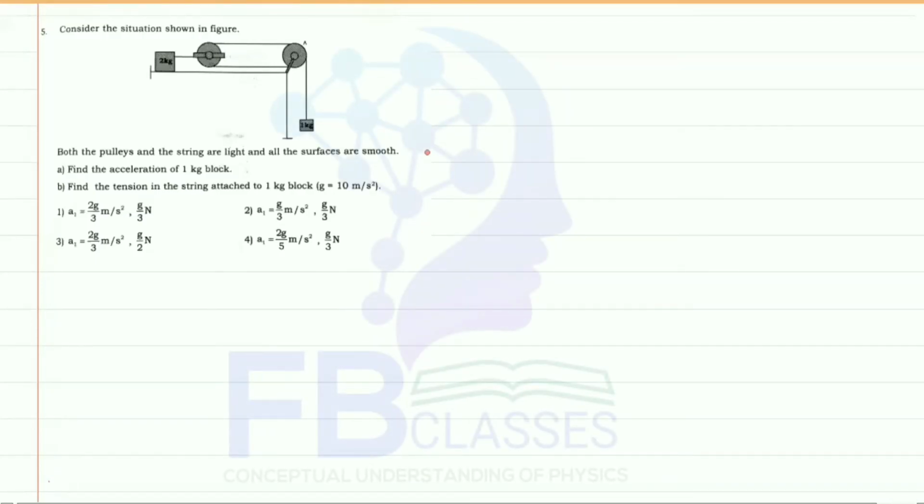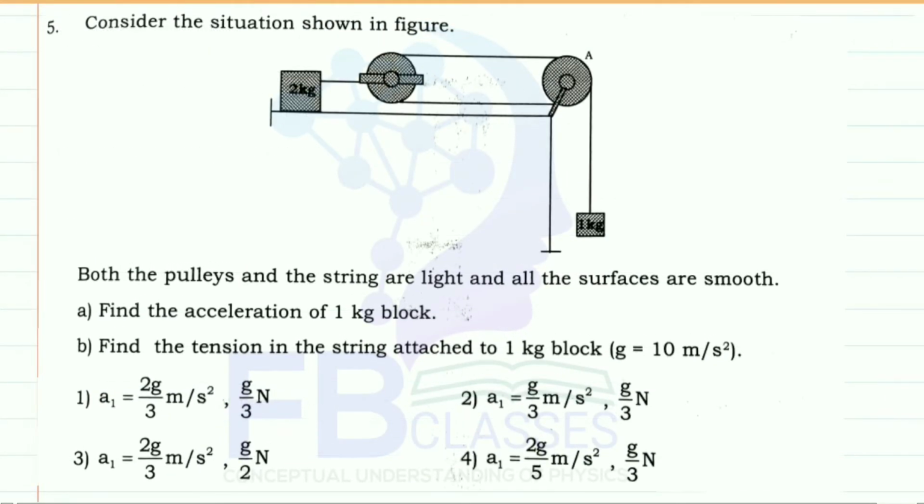My dear students, I am going to read the question. Consider the situation shown in the figure. The diagram is given. Both the pulleys and the string are light and all the surfaces are smooth. A. Find the acceleration of 1 kg block. B. Find the tension in the string attached to the 1 kg block. g is given as 10 meters per second squared.